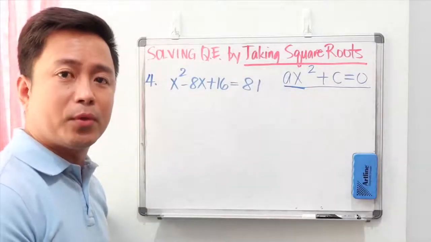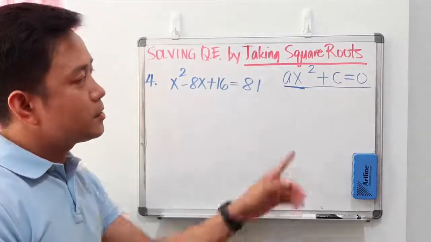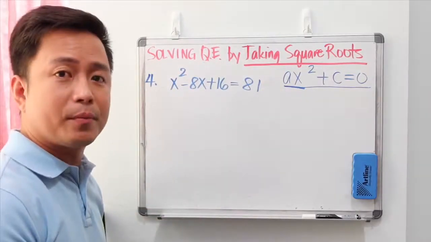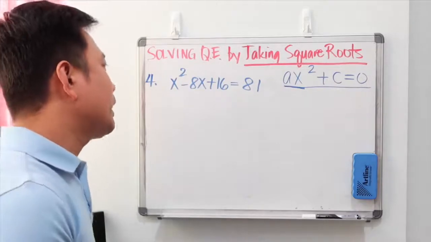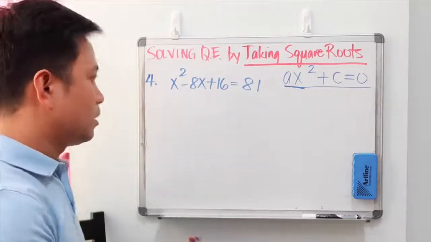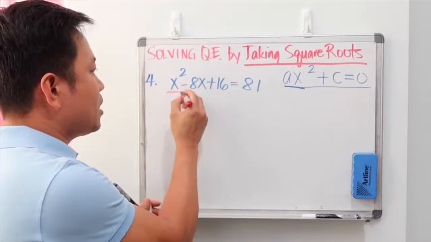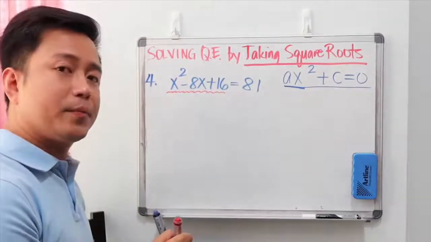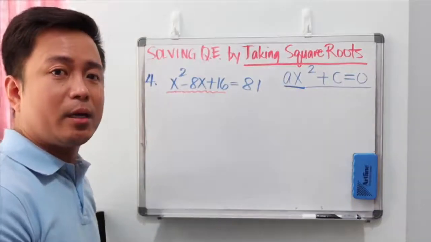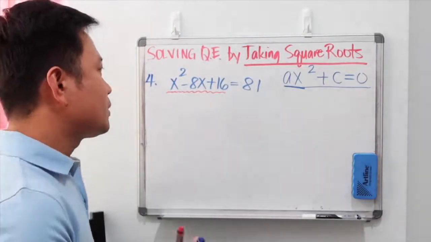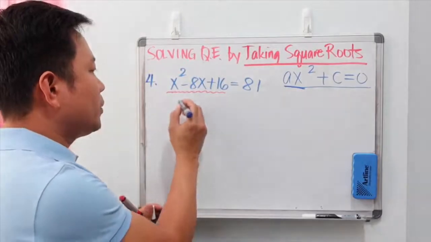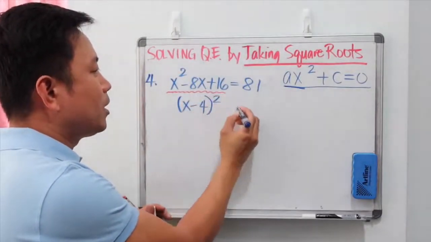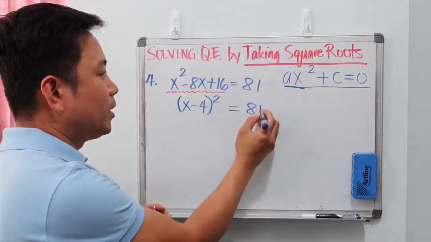Our example number 4 looks different and looks like it's not in this format, ax squared plus c is equal to 0. But I'd like you to look at the left side of this equation. Do you notice anything in this trinomial x squared minus 8x plus 16? Right, it's a perfect square trinomial. So since it is a perfect square trinomial, then we can factor this as x minus 4 to the second power. And the right side, we have 81.